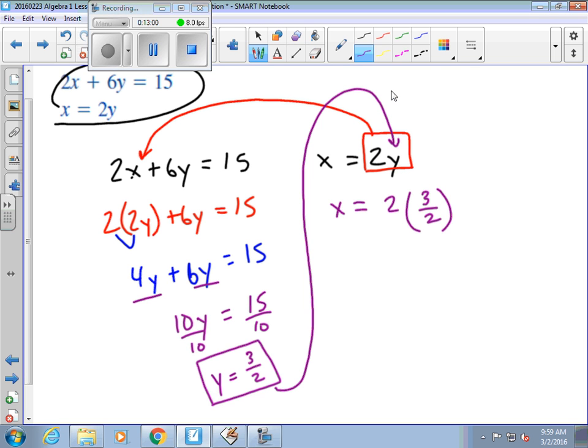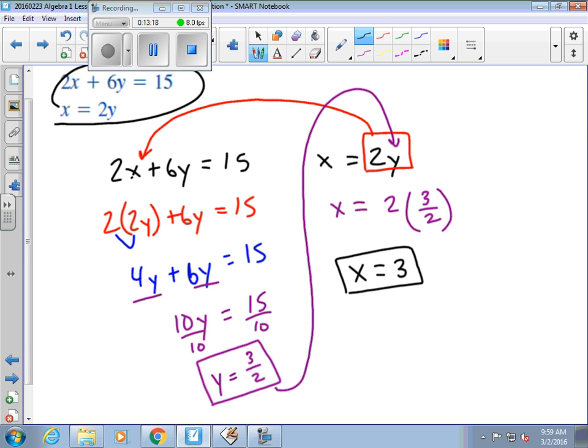And then 1 times 2 would be 2. 6 divided by 2 will give you x's value, which is equal to 3. Now you have an x and you have a y. The problem is not finished. You need to write it as x comma y.